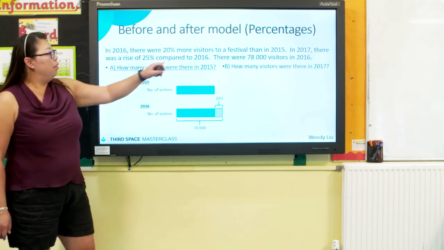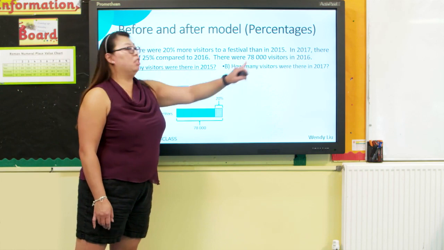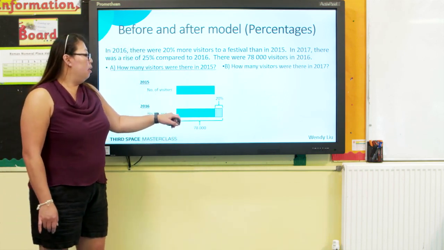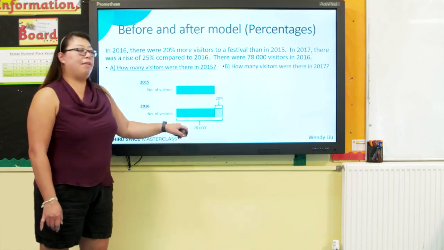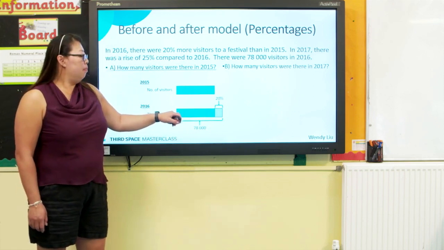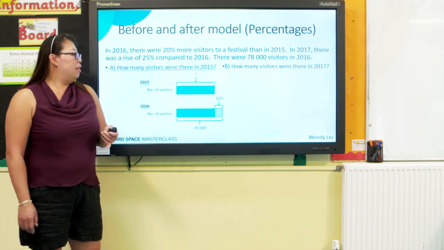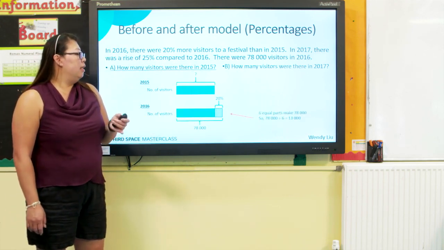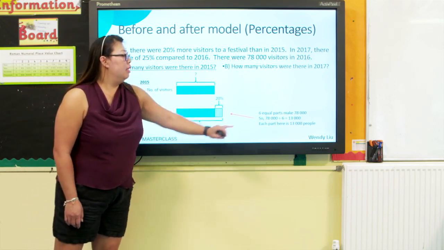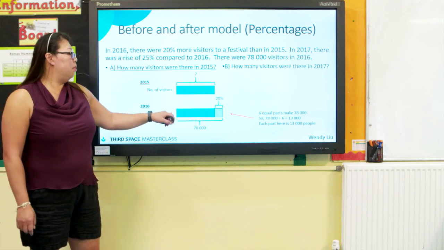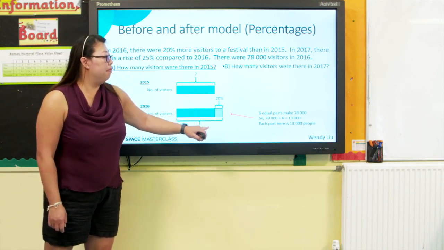Now we know that in 2016 there were 78,000 visitors. Therefore, the whole bar represents 78,000 people. And there are 1, 2, 3, 4, 5, 6 parts there. So each part is worth 78,000 divided by 6, which is 13,000 people. So each part is worth 13,000 people.